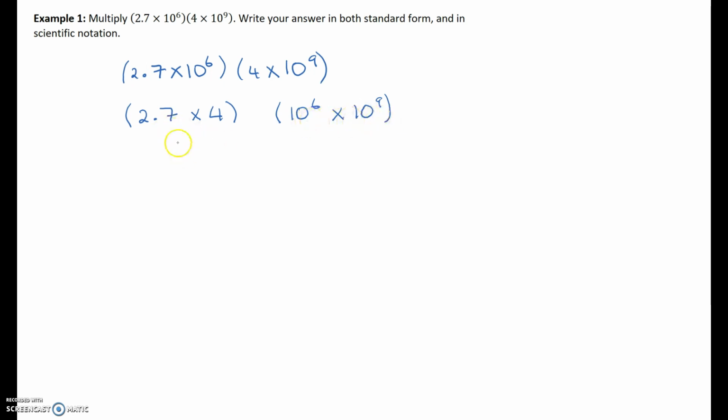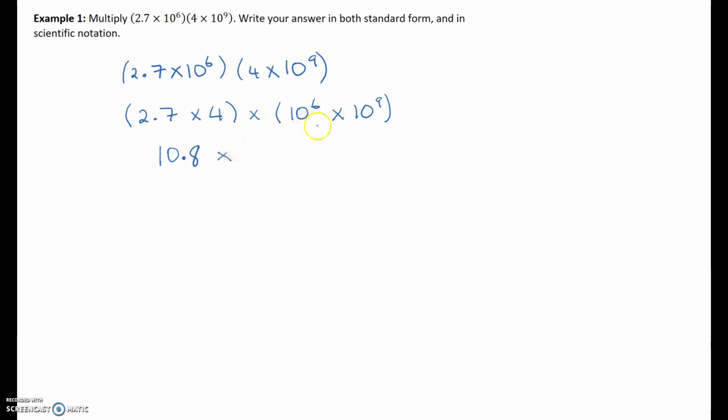Now 2.7 by 4, we can do in our head. 4 7s are 28, 4 2s are 8, and 2 is 10, and there will be one decimal place, so it's going to be 10.8. So it's going to be 10.8, and we can put in multiplying signs here if that helps us.